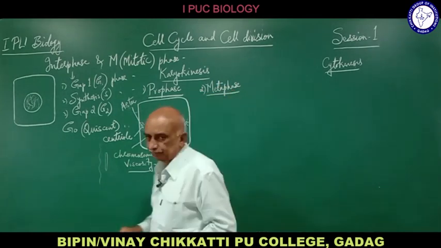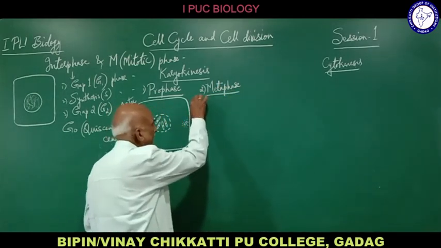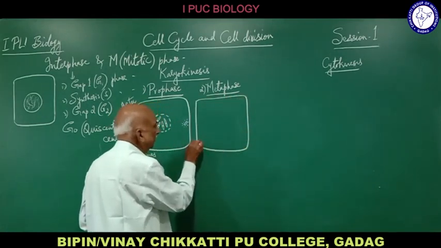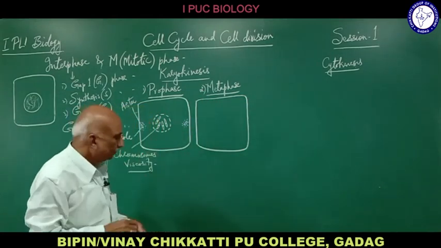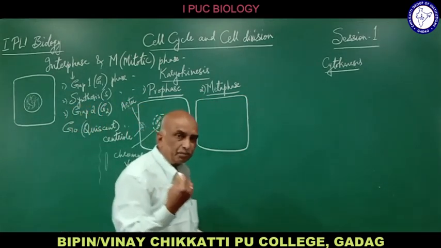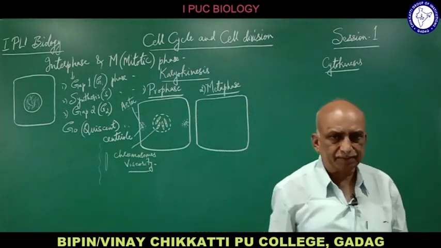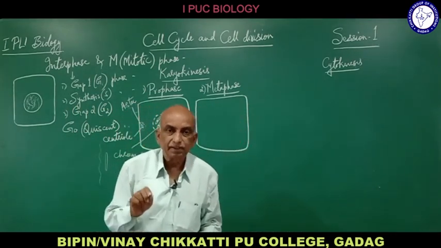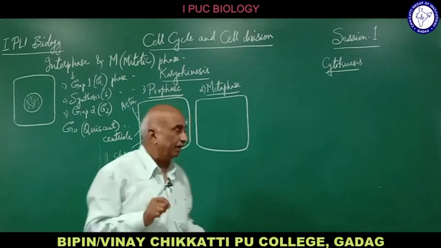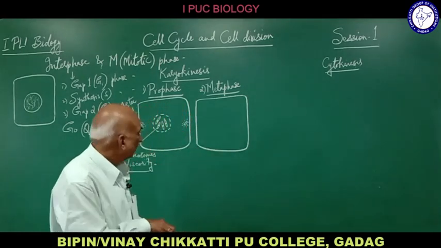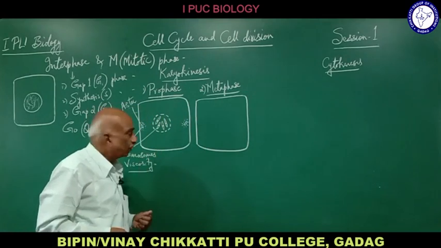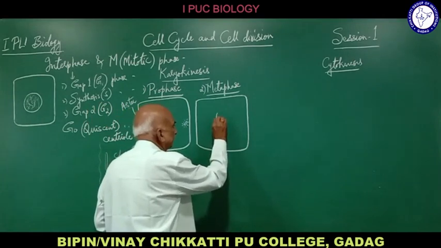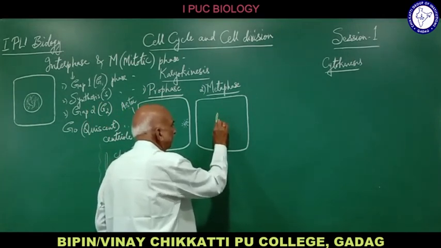So in the metaphase, the condensation is complete. The chromosomes get completely condensed. The nuclear membrane completely disappears. It gets disintegrated, in other words. So there is complete disappearance of the nuclear membrane, so there will be no nuclear membrane, and the chromosomes arrange themselves in the equatorial plane of the cell.